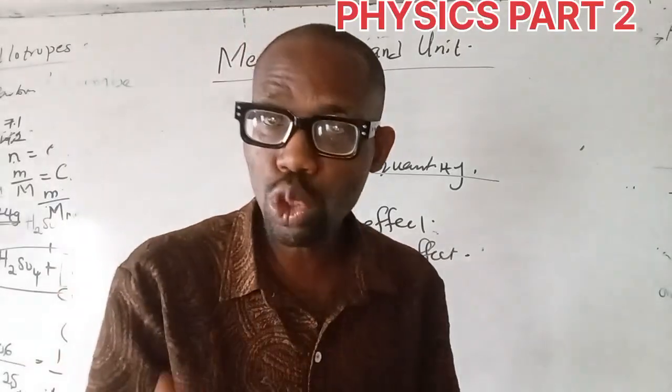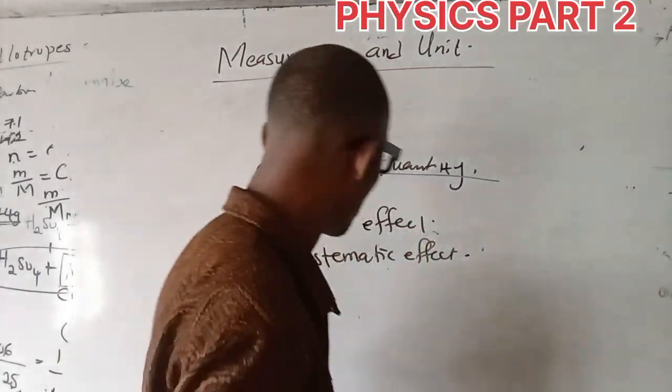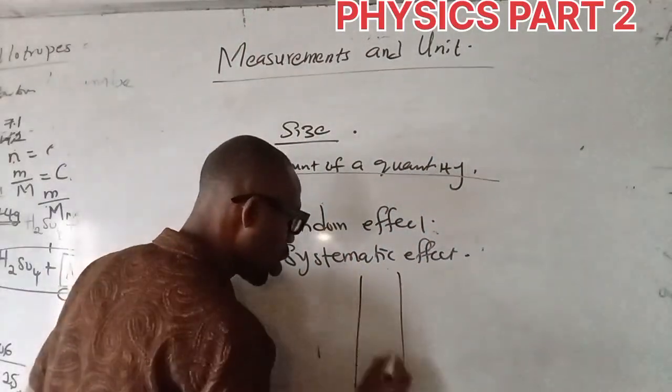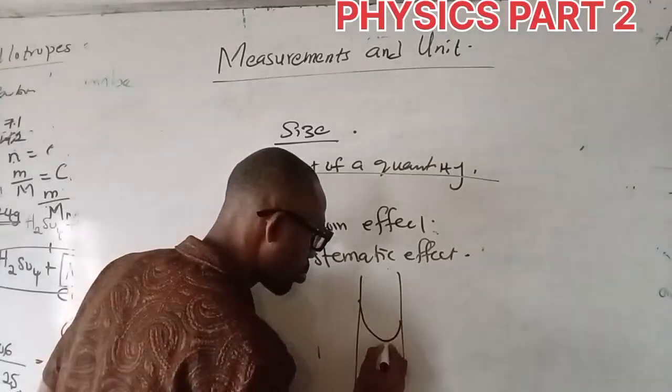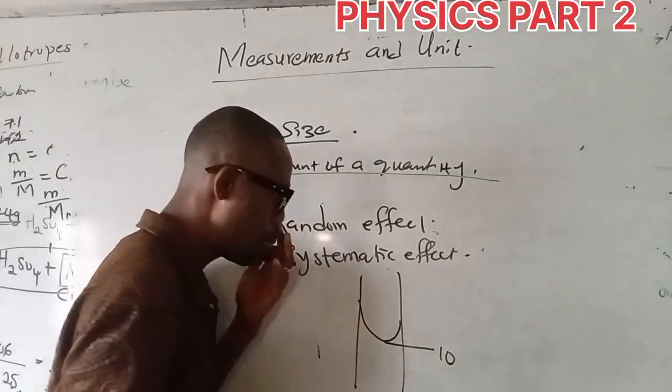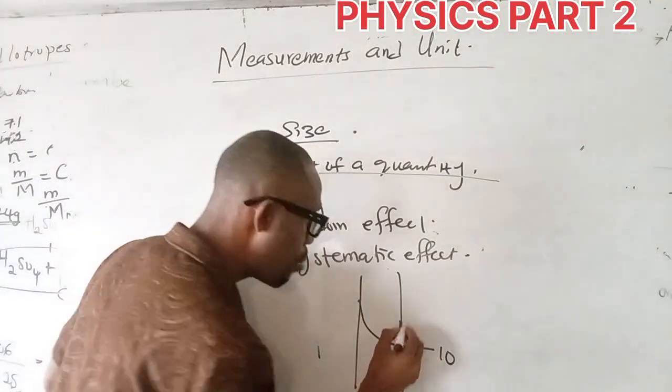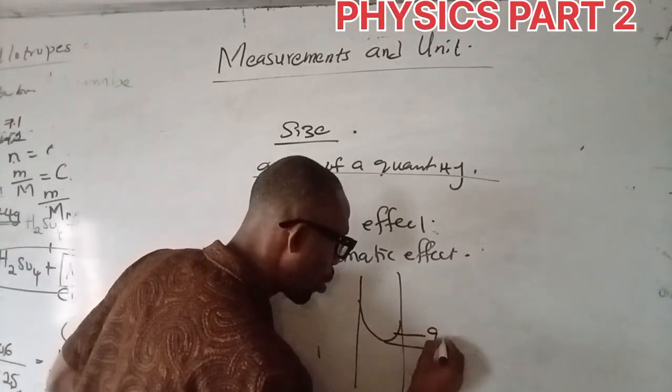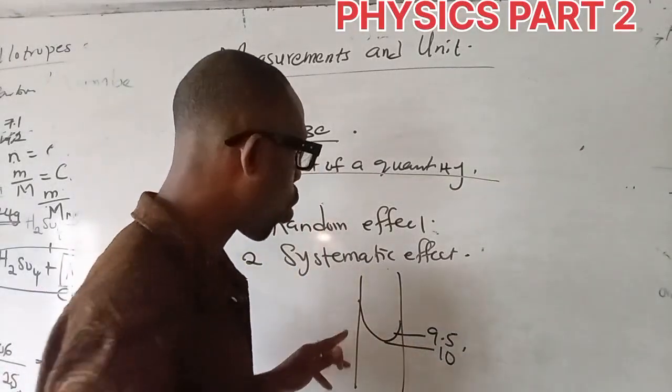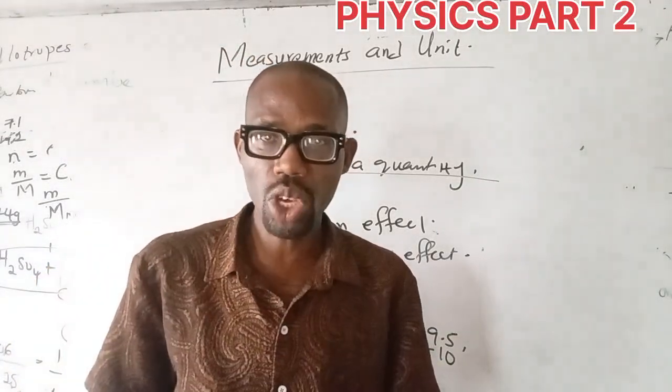I did not avoid error due to parallax. Maybe the chemical, the acid, was somewhere here, around 10 mil, for example. Then me, I was not taking here, 9.5. Now, if I'm going to correct this kind of error, you understand?